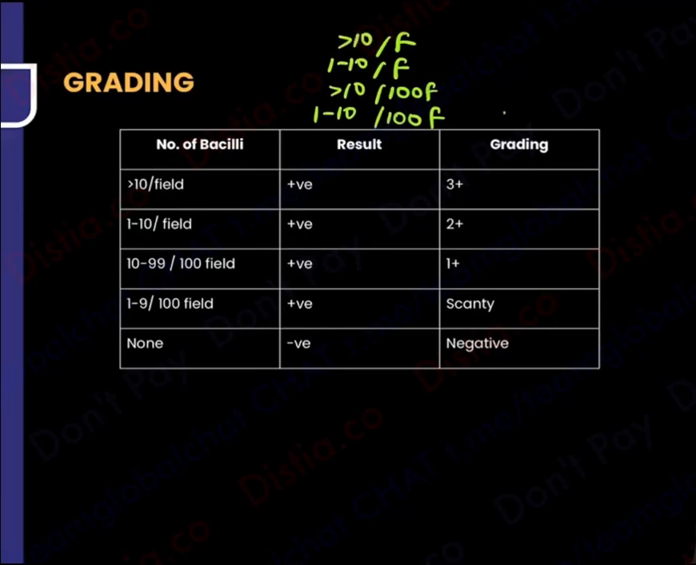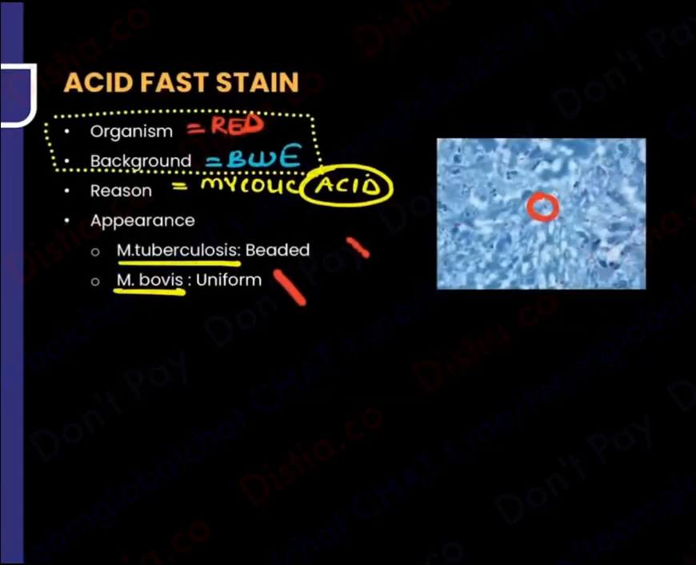That makes it scanty, 1 plus, 2 plus, 3 plus. I know it's tough. Just write it on your own once or twice, it will become easy. That is the grading. But what am I using? Till now, I have only been focusing on the ZN staining.